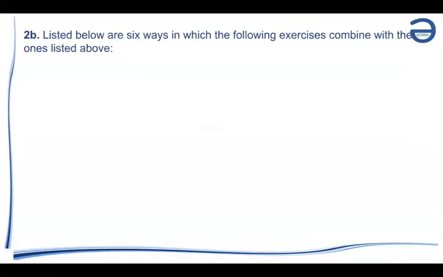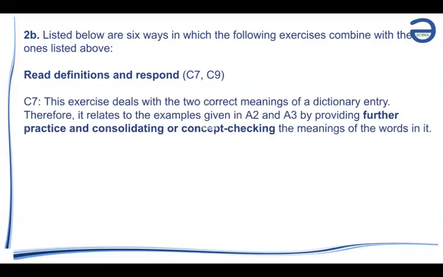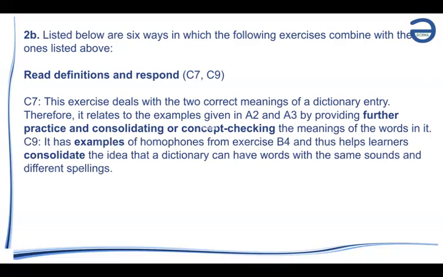So here again, there are 6 ways. There are exercises given, so C7 and C9. How are they supporting the exercises in part A? So we've seen 6 exercises mentioned in part A. Now look at this one. It's mentioned that it is supporting A2 and A3 by further practice in consolidation, concept checking the meaning of the words. And what's C9 doing?